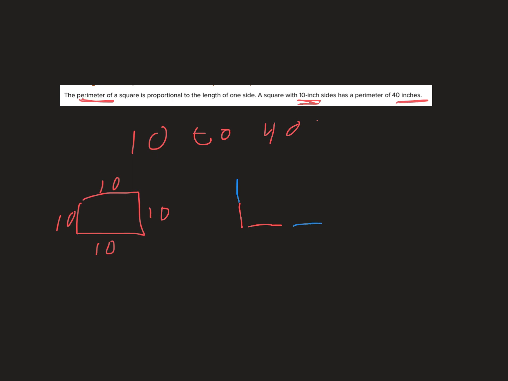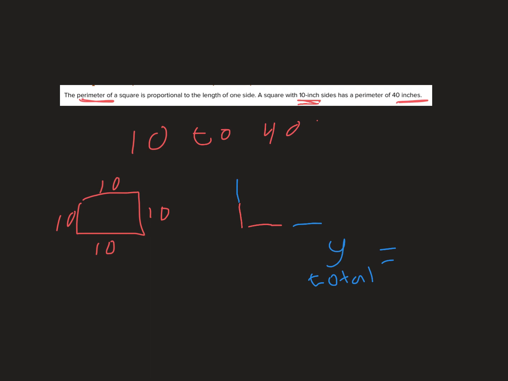on each side, it would be 10 by 10 by 10 by 10. So we are doing the total perimeter for y equals, and we need to do how much it's growing by.